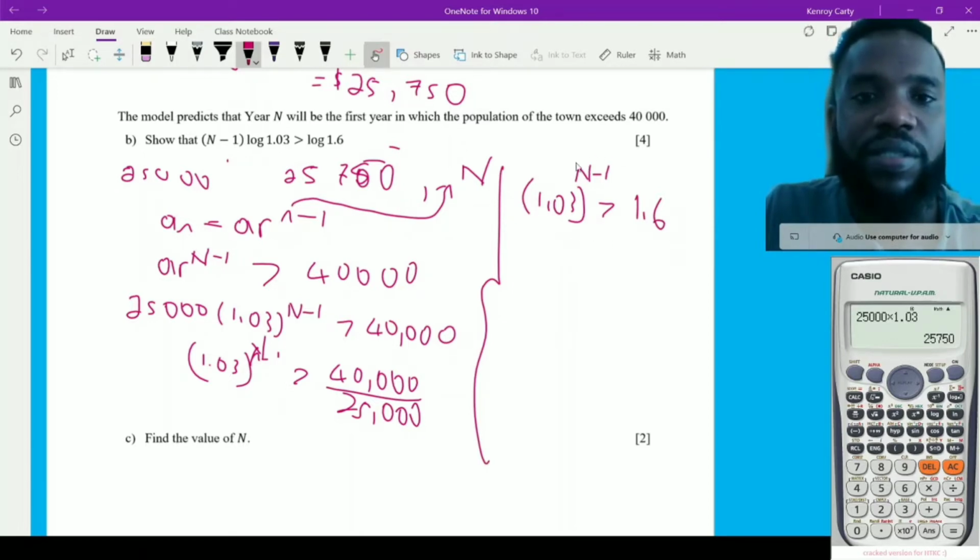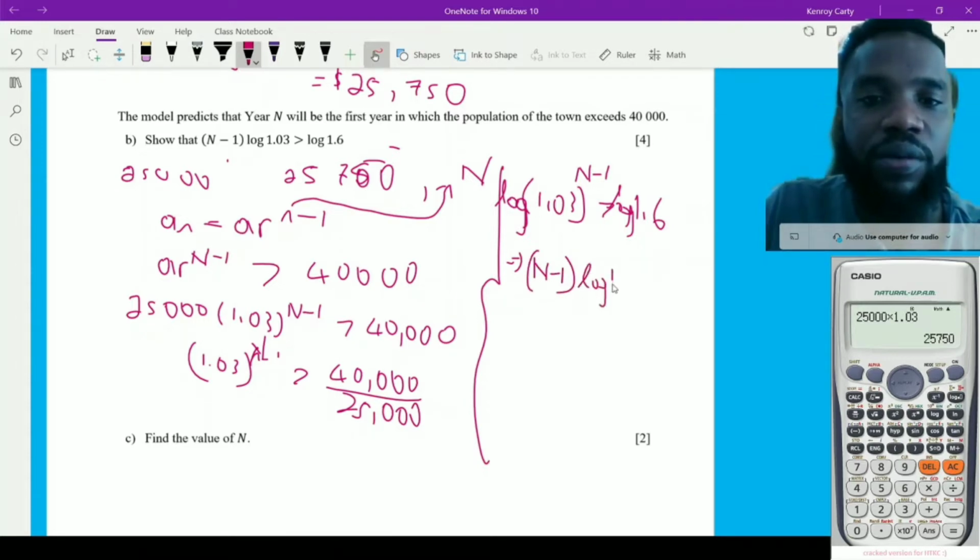Now, in order to get this power down here, I'm going to have to apply logarithm. So we can log both sides, right? So I'm going to have log of this side is equal to the log of this side. Alright, of course, log without a base is base 10, as you know. So what's going to happen is that the power, which is n minus 1, and because it's more than one term, I have to put it in a bracket, comes to the front.